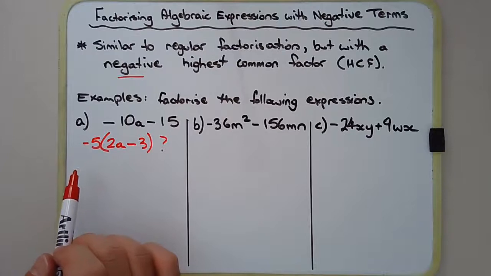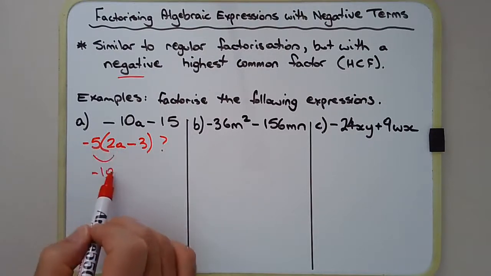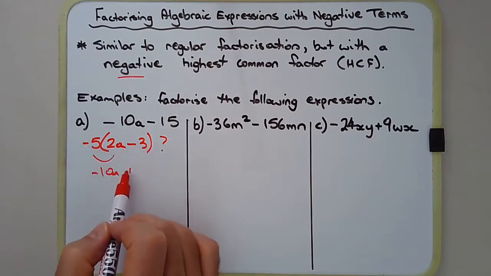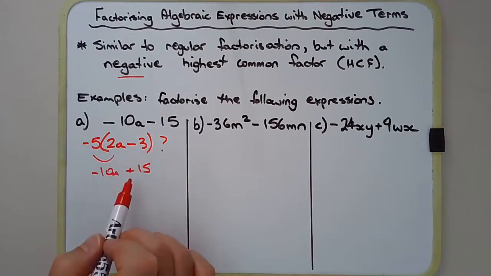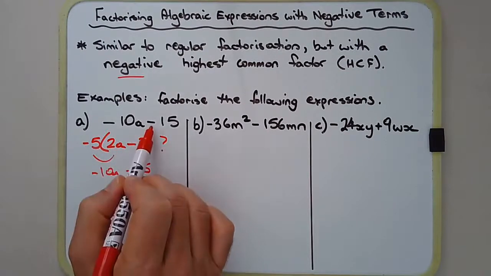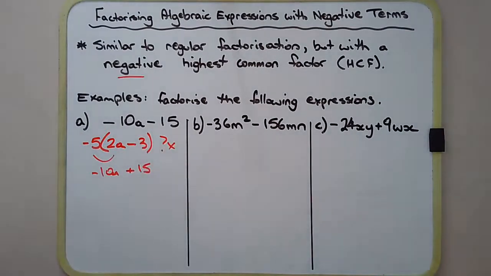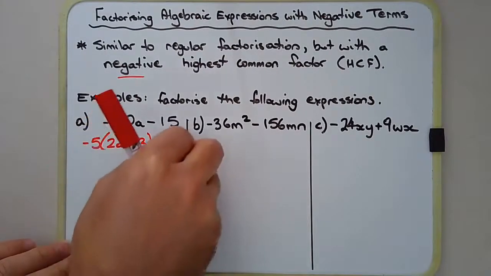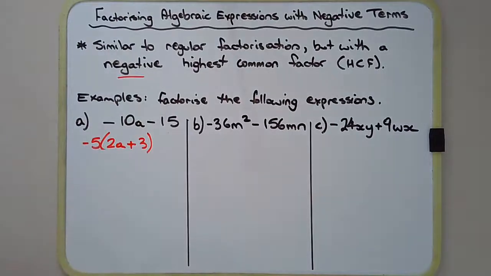Well, let's expand it and see. Negative 5 times 2a is negative 10a. Negative 5 times negative 3 is a positive. A negative times a negative gives me a positive, but I really want a negative. So this is in fact wrong. We need to go back and change that minus sign into a plus sign.